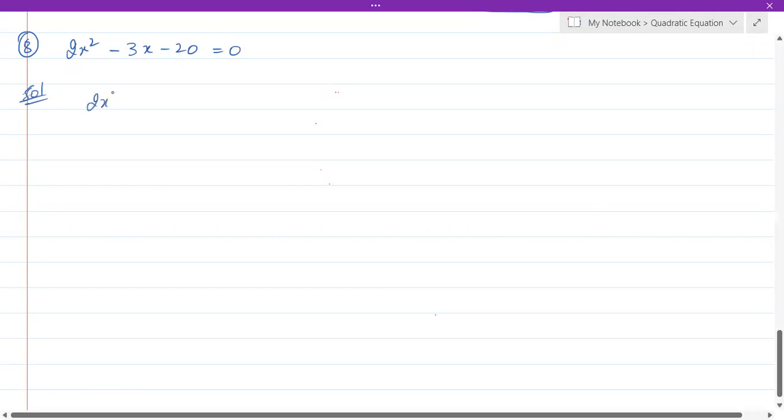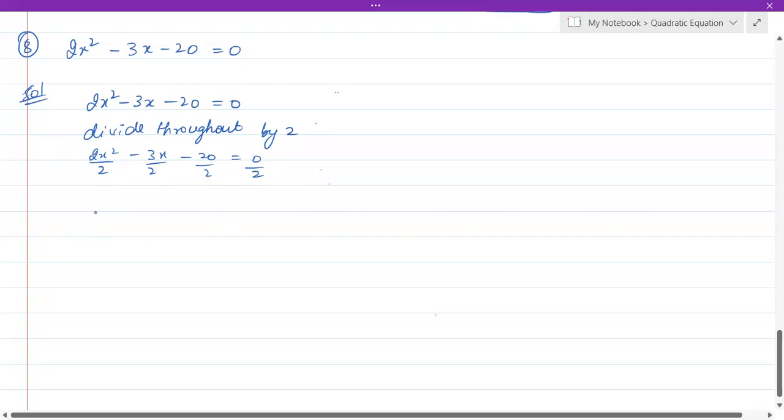So we have got 2x² − 3x − 20 = 0. Let's divide throughout by 2. So therefore we get 2x² by 2 − 3x by 2 − 20 by 2 equals 0 by 2. Okay, so 2 by 2 gets cancelled, and we'll be left with x². Now the coefficient is 1. Minus 3 by 2 x, minus 20 by 2 is 10, and 0 by 2 is 0.